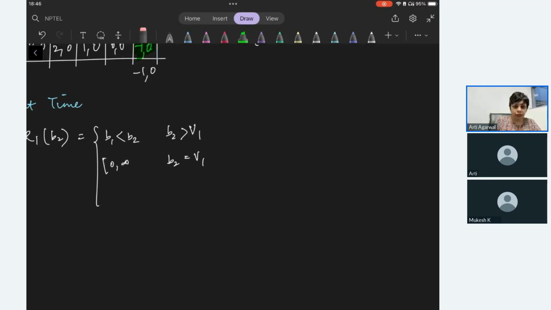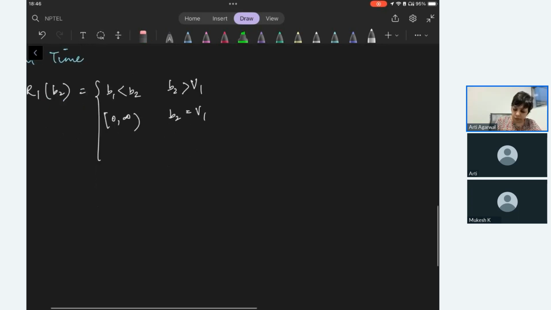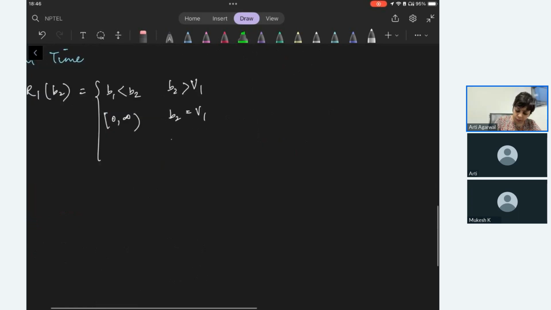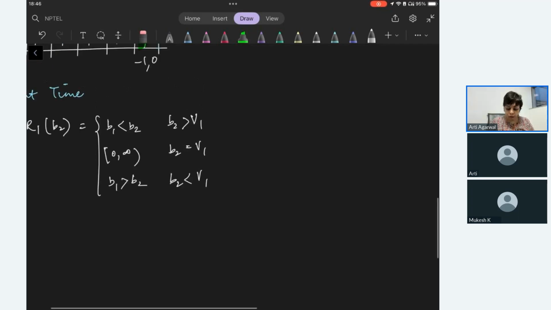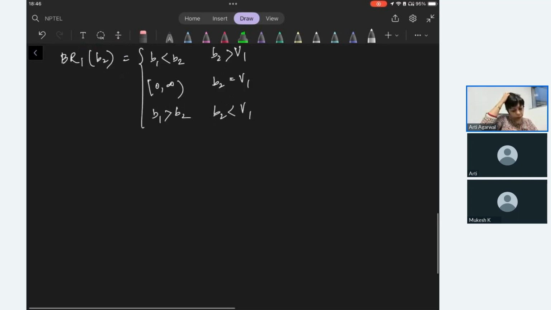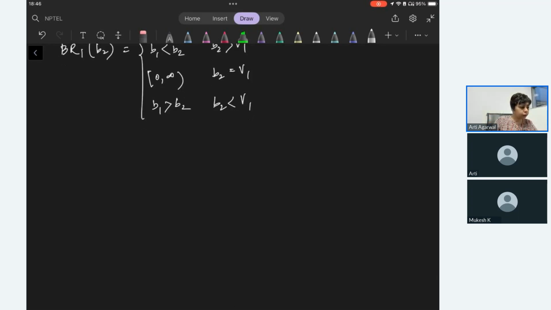He can play any strategy. Okay, what was I writing? Yeah, so if B2 is less than V1, then he will play B1 greater than B2. So this is how the game actually works. Because you see, even if B1 and B2 bid the same amount, one is actually winning, right? So this is how your best response comes out to be. And similarly, if you want, you can write down the best response of the other person also.